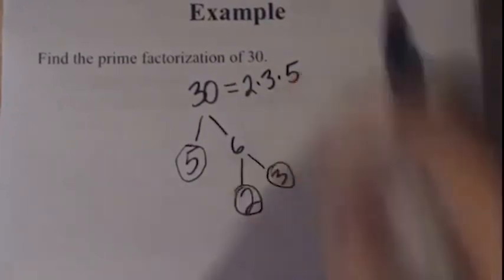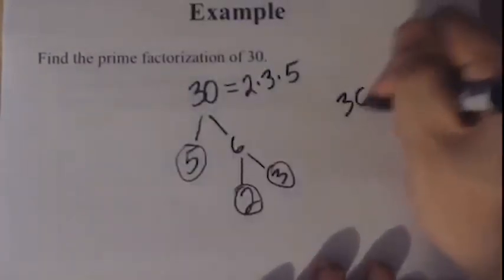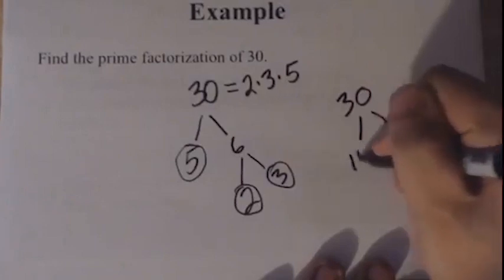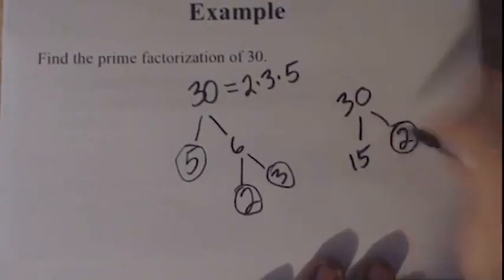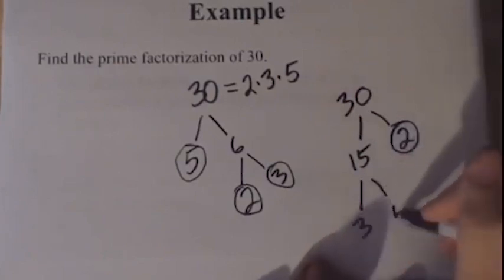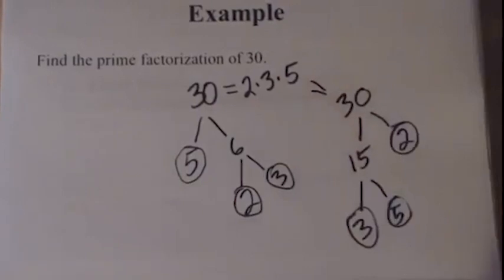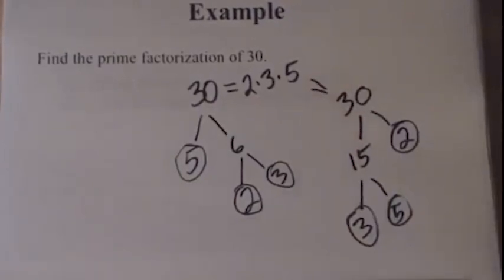But here's the thing, these prime factorizations are unique. No matter how we split 30, maybe 15 times 2, 2 is prime. 15 is 3 times 5. There it is again. 2 times 3 times 5. We'll always end with the same prime factorization no matter how we get there.